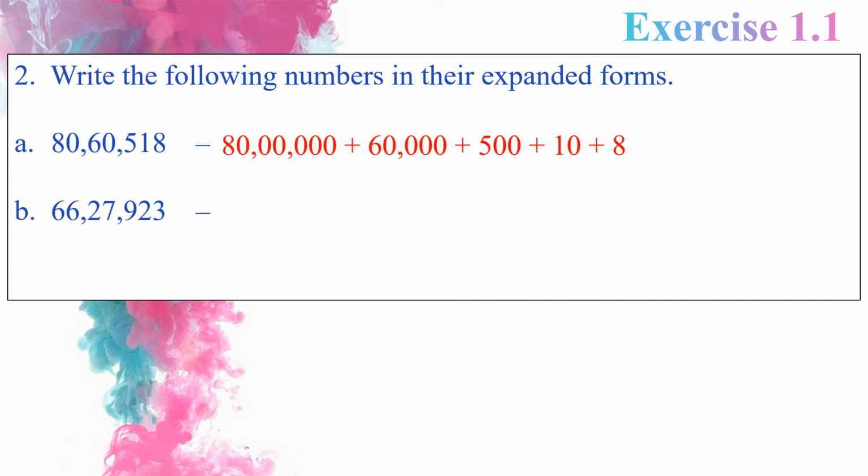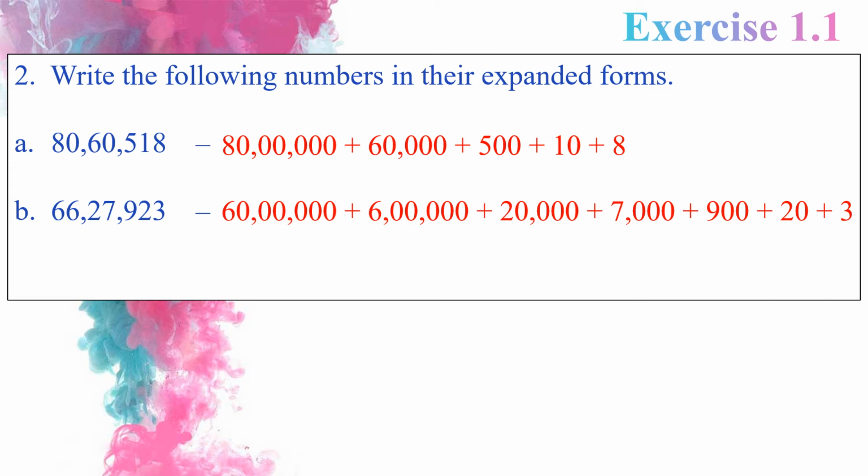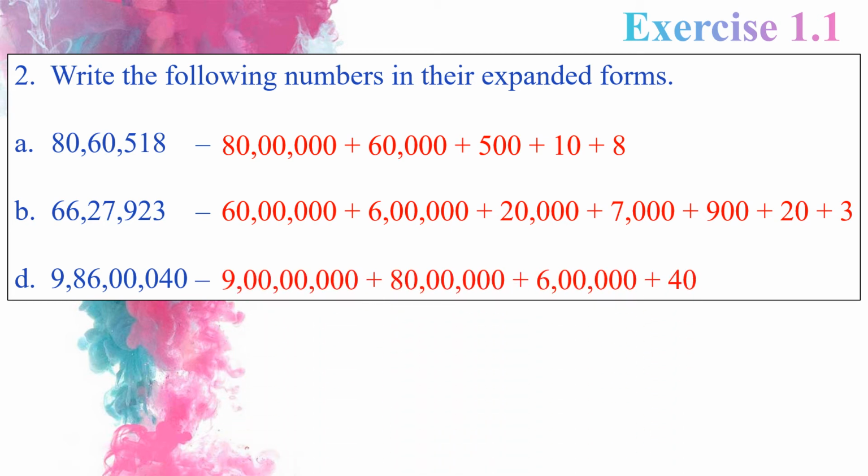B. 66 lakh 27,923. The expanded form can be written as 60 lakh plus 6 lakh plus 20,000 plus 7,000 plus 900 plus 20 plus 3. D. Problem 9 crore 86 lakh 40, which can be written in the expanded form as 9 crore plus 80 lakh plus 6 lakh plus 40.